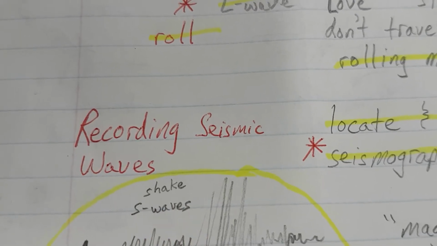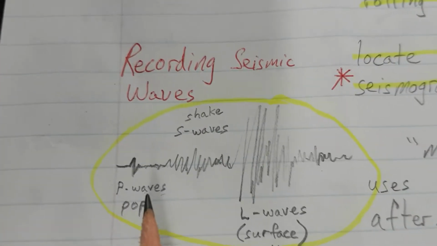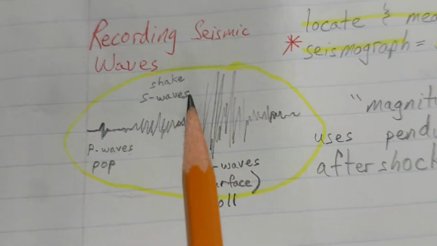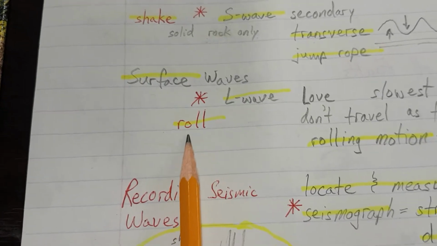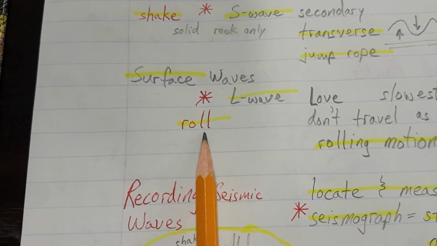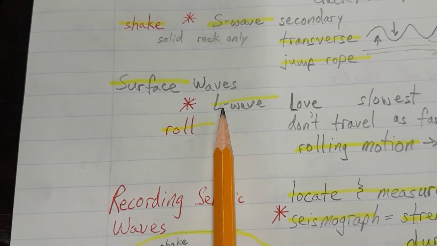S-H-A-K-E, shake. So P waves pop, S waves shake. And then the last one is the surface, or L waves, and they roll. See, there are two letter L's in the word roll, so that's going to help us associate L with roll.